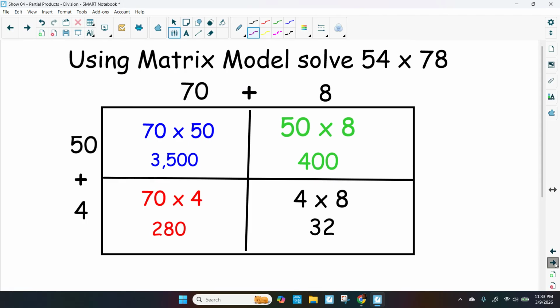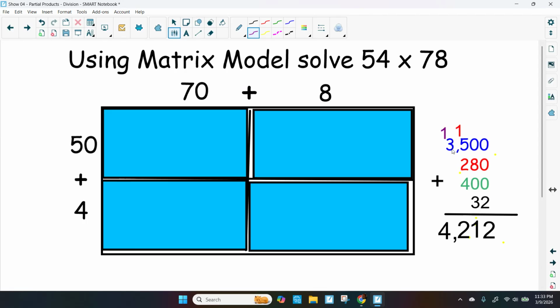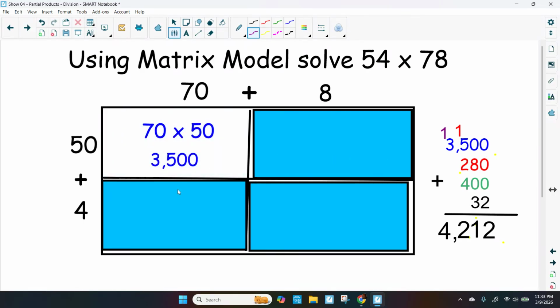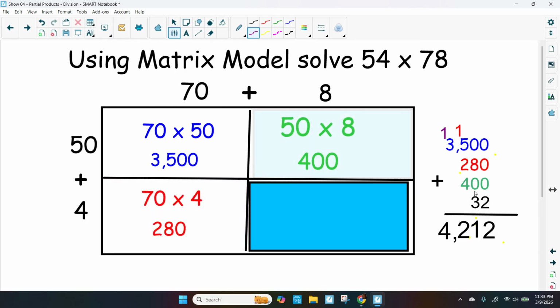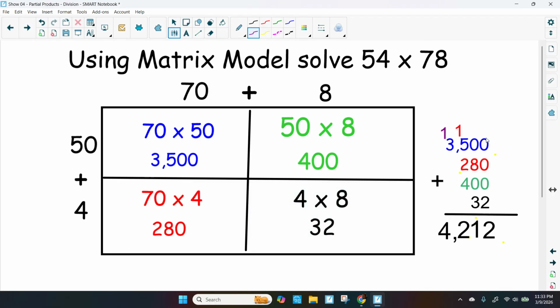So let me go over here and write it out. My first number I had was 3,500. The second number I had was 280. The third number I had was 400. And the last number I had was 32. So you add it up.